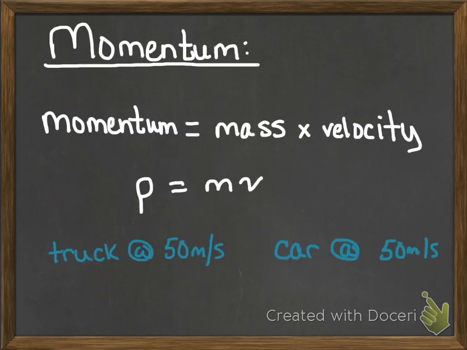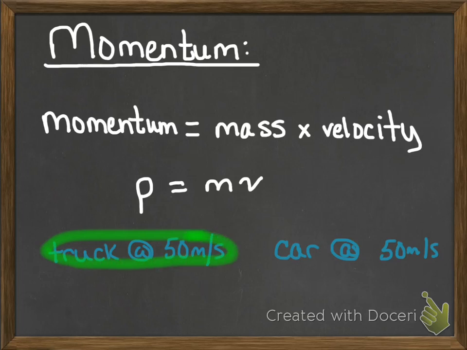So let's look at a couple examples. Let's say I have a truck going 50 meters per second and a car going 50 meters per second. Which of them has more momentum? Well, we have to kind of know something about the size of the objects. So let's say that the truck has twice as much mass as the car. So if I have a truck that's twice as big as the car, but they're both going 50 meters per second, which one is going to have more momentum? The answer is going to be my truck has more momentum.